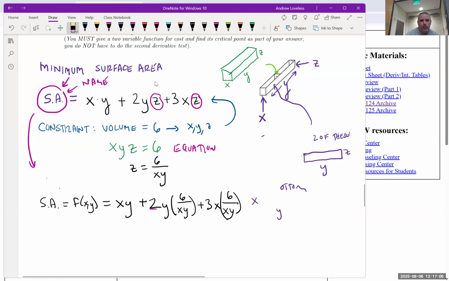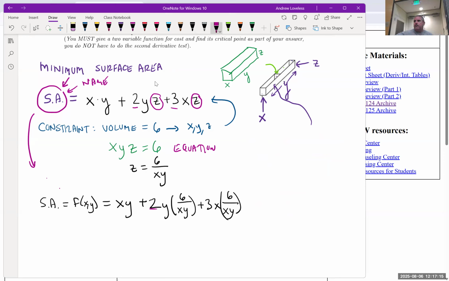So this is the general layout for essentially any minimum surface area question. This one was just different because there were a different number of sides. But I think that will simplify now. So now we have the surface area with the constraint in there. And I'm getting 12 over x and 18 over y.